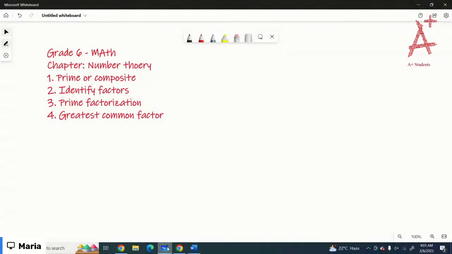So, we're going to start with grade 6 maths. You can find all the lessons on aplusstudents.com. You have to log in there using your email address and password as provided by the administrator. Then you have to select math from the subject tab, scroll down to grade 6, and then click on view all lessons.